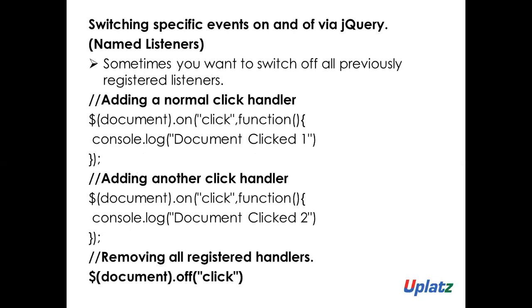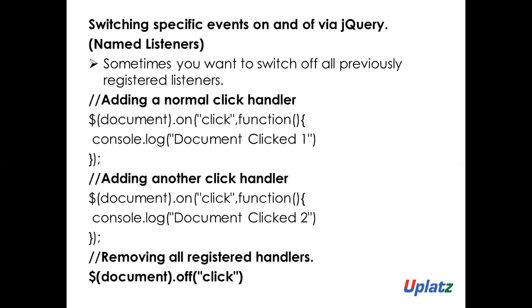Next is switching specific events on and off via jQuery, using named listeners. Sometimes you want to switch off all previously registered listeners. How can you do that? I'm adding a normal click handler, document dot on click function, and also another click handler, document dot on click function. The first listens to the previous jQuery-specific event listener, and the second is another click handler listening to another event. Now I have added everything.